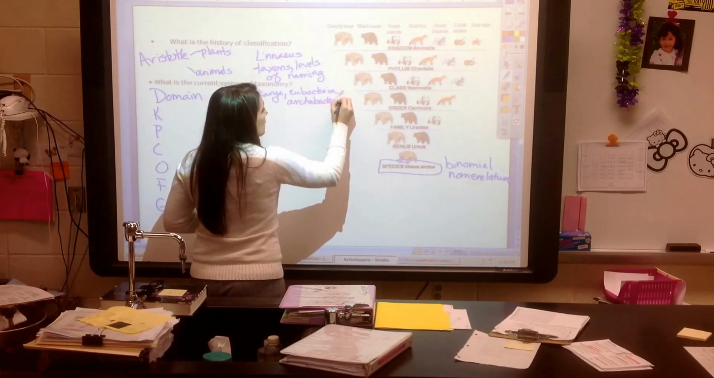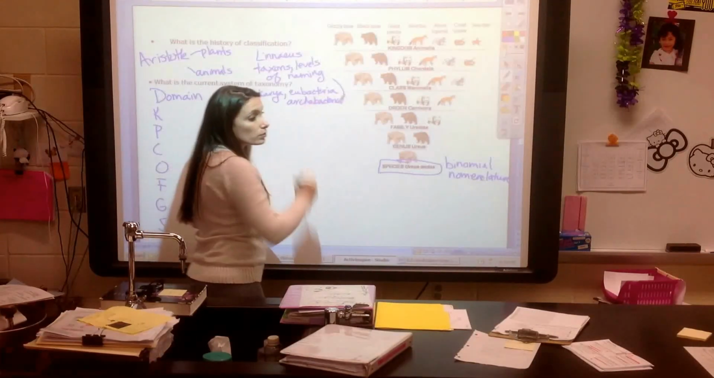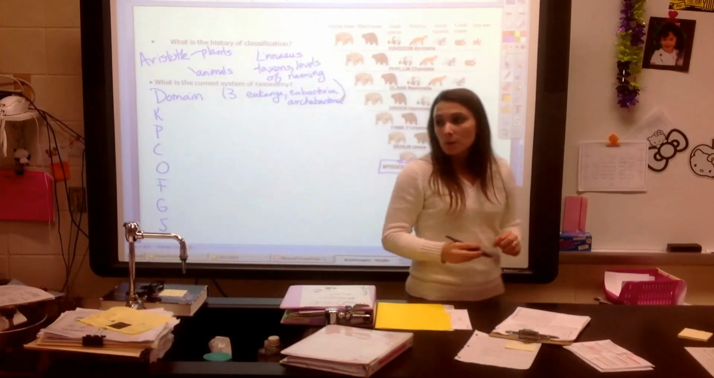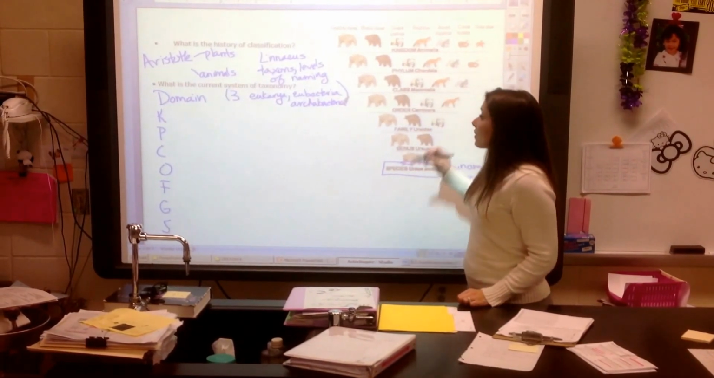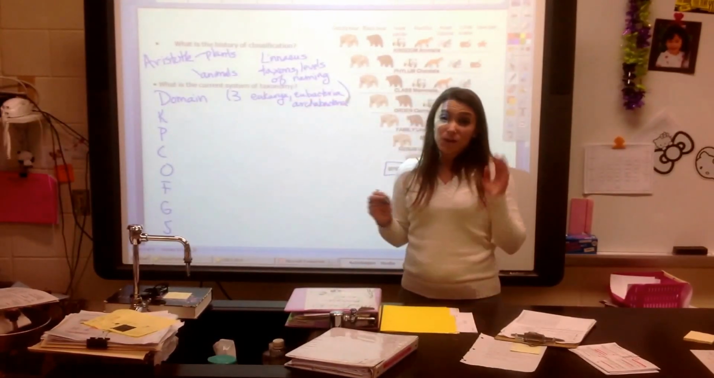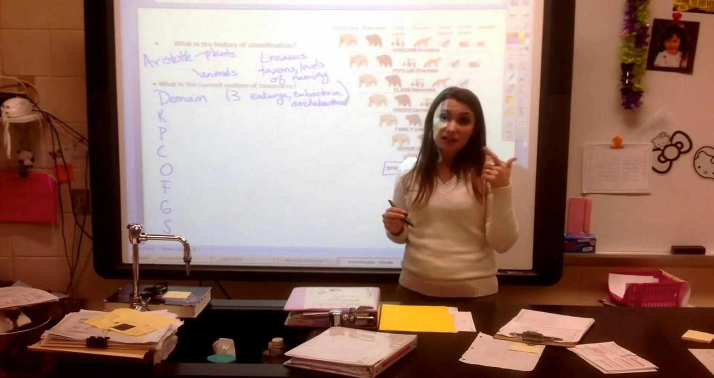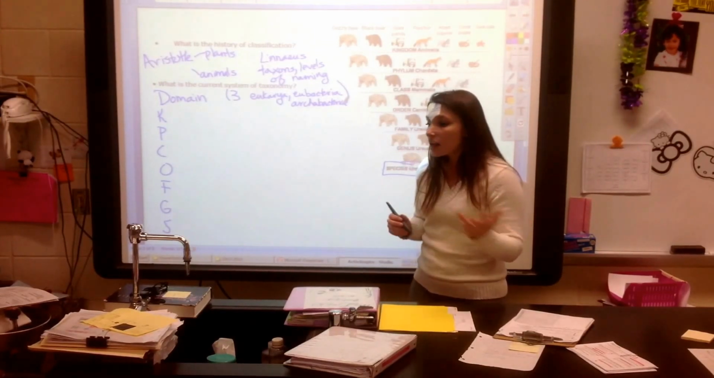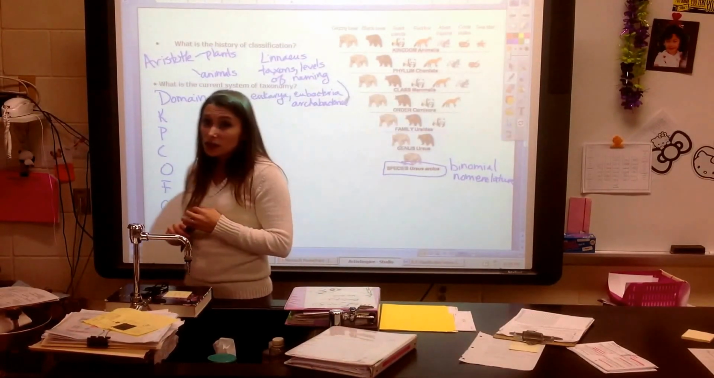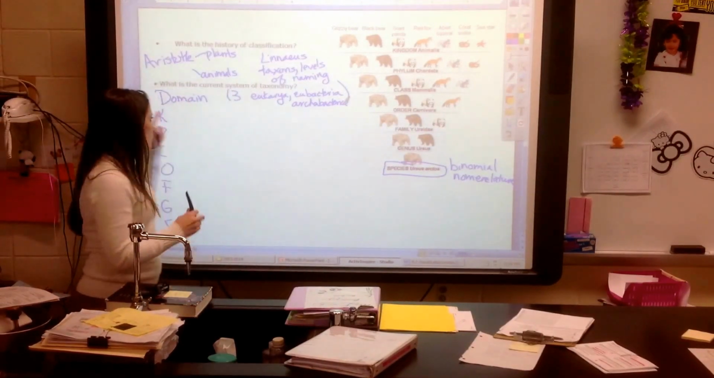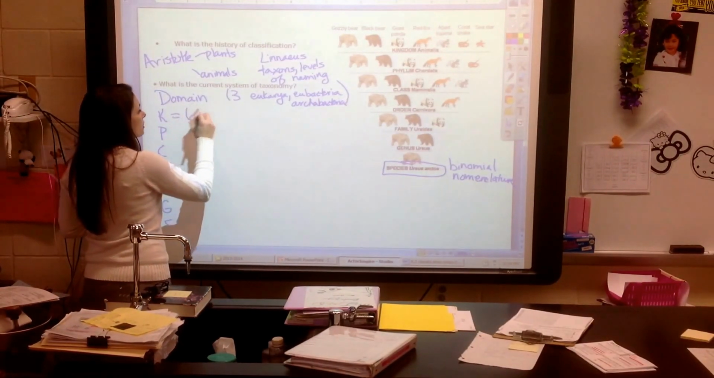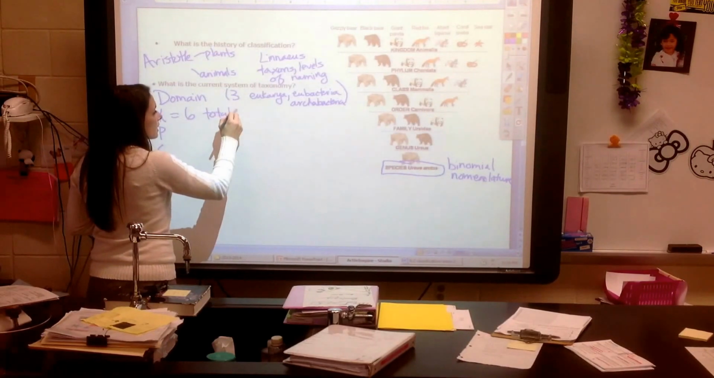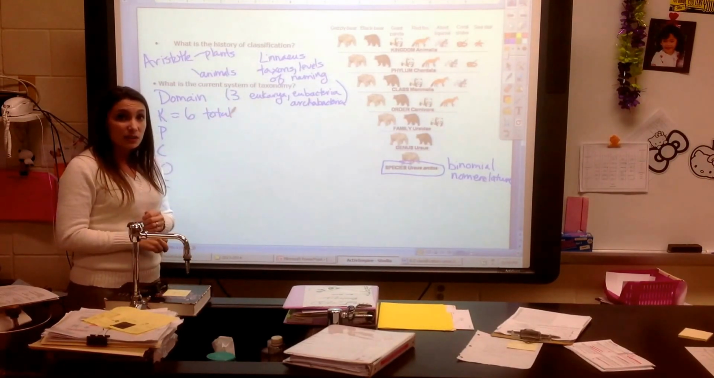Now each of the other 2 domains have only one kingdom in them, but we're actually going to see that Eukarya has 4 kingdoms in it: plants, animals, protists, and fungi. And we're going to get into those kingdoms a little later in the year. We do need to know that there are 6 total kingdoms, and we're going to talk about those kingdoms in just a moment.